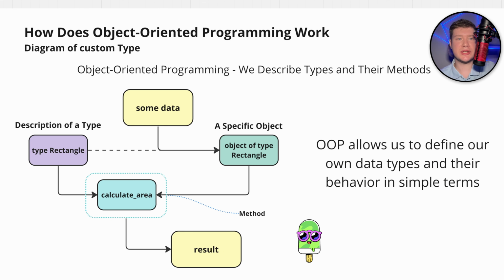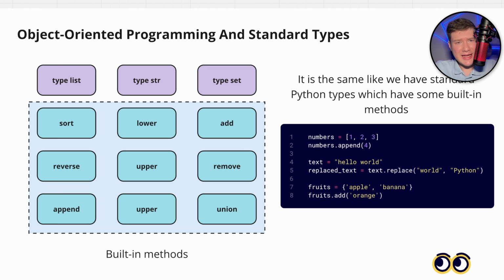And now let's have a look at what object-oriented programming provides to us. OOP proposes that we describe our own custom types and their methods, which work with our data within our objects. Let's have a look at this diagram. We have our type rectangle. It's like a template for our future object. And this template refers to the calculate area method, which works with the fields of the rectangle object. Then, if we want to create a rectangle, we need to put some data in our template and the object will be created. And let's make it simple.